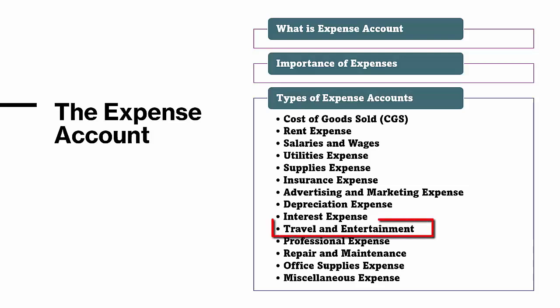10. Travel and entertainment expense. Costs for business travel and meals with clients. This could include airfare, hotel stays, and other travel-related costs. 11. Professional fees. Payments made to external professionals like accountants, lawyers, or consultants. 12. Repairs and maintenance. Costs for repairing and maintaining equipment, buildings, or vehicles used in the business.